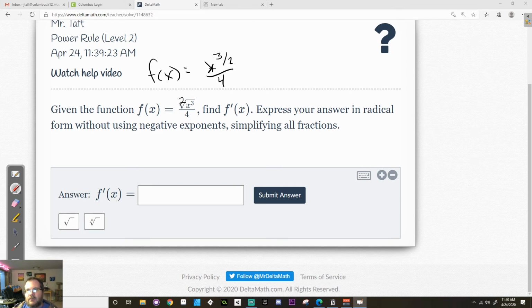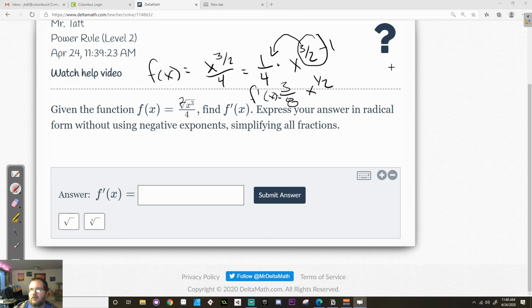All right. So x to the 3/2 power over 4. This is also the same as 1/4 times x to the 3/2 power. Now, from here to find the derivative, again, it's just the power rule. We're going to take what's on top and multiply it by whatever coefficient was there. So 3/2 times 1/4 becomes 3/8. And then x is now going to be raised to 1 less than what it was. 3/2 minus 1 is 1/2. This is f prime of x, which means that the actual derivative needs to be rewritten so that we're not using exponents.